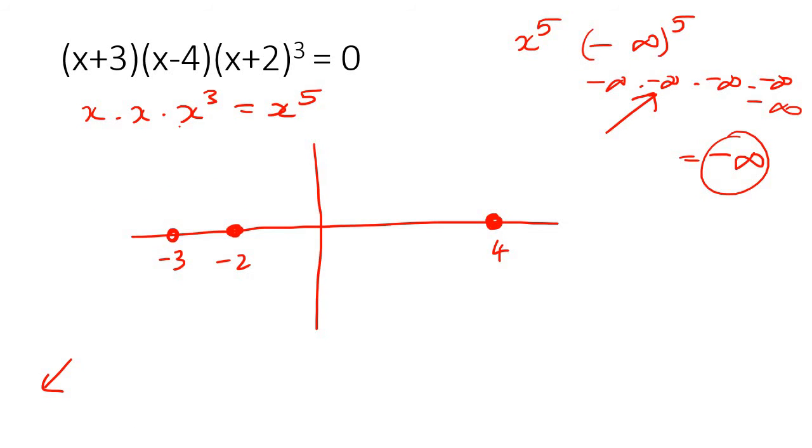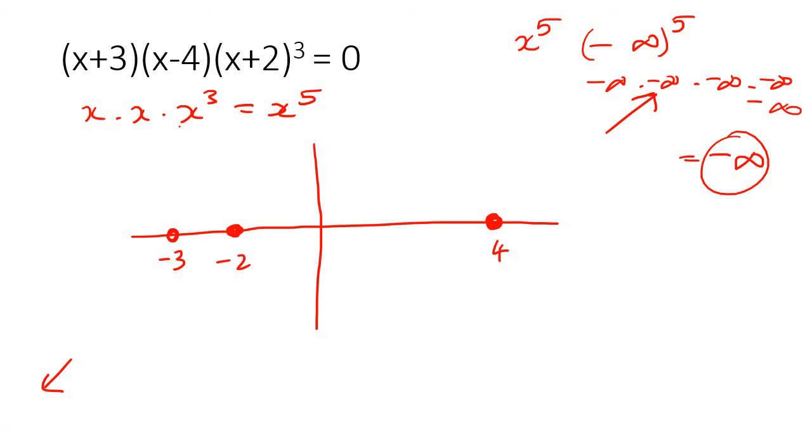Okay, so now at least we have a good idea of what the graph's going to do. But we still don't know enough. We don't know if it's going to do this, or maybe it's going to go right through. We don't know that. Or maybe over here, it's going to go through, or maybe it's going to turn. So we need to still work out the multiplicity.